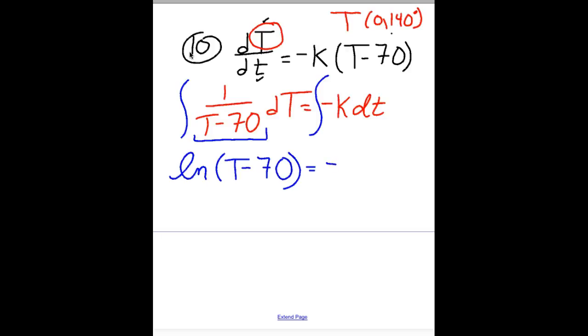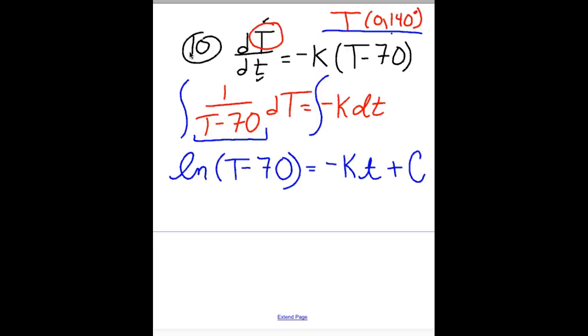On the right hand side, I'm going to get a negative k times baby t, because k is some constant that I don't know. But then I also have plus big C. So I have two unknown constants, which really requires 2 points, and I'm only given 1.